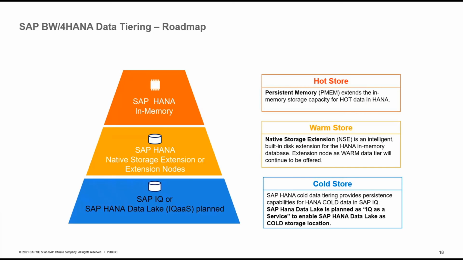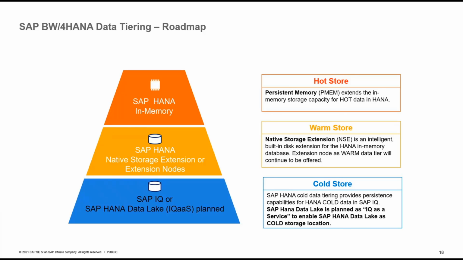I would like to close my presentation with a little outlook. SAP Product Management plans to enhance this data tiering concept. In the hot store, the persistent memory is already introduced. From the warm store, native storage extension has been introduced last year and maybe might also be an option for the scale out architectures. The extension node is still offered, but is not so much in use as of today.